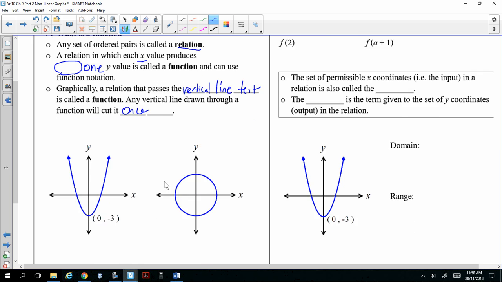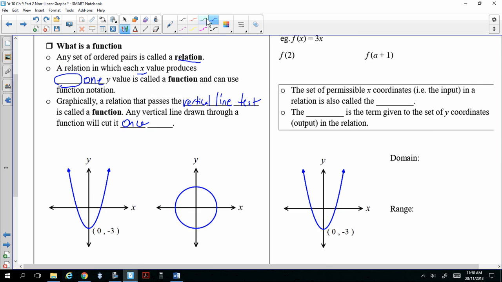Okay. So now we're going to draw this. So we're going to draw vertical lines. So see, it crosses once only. So we say it is a function. Whereas this one crosses twice, not a function, but a relation. Alright, any questions?